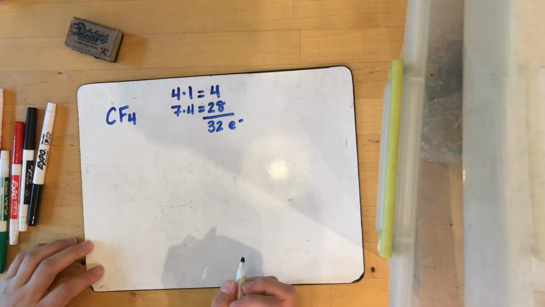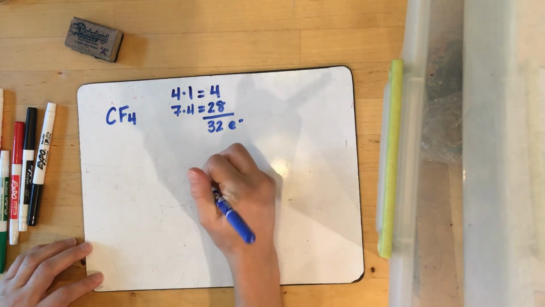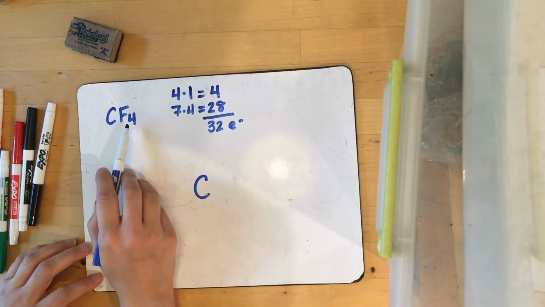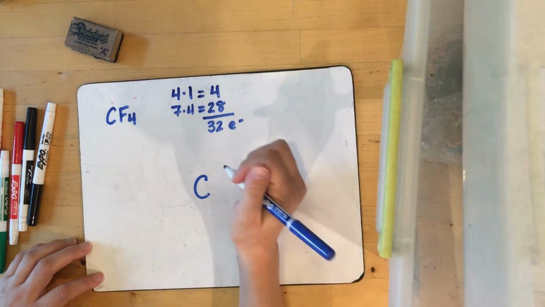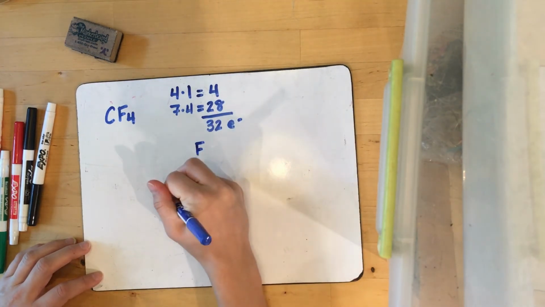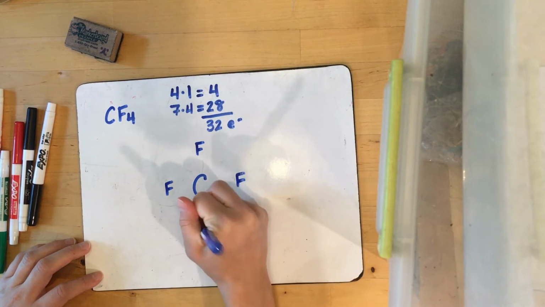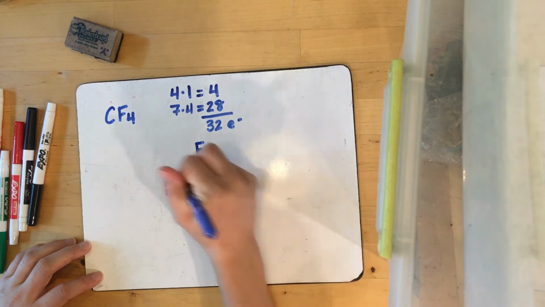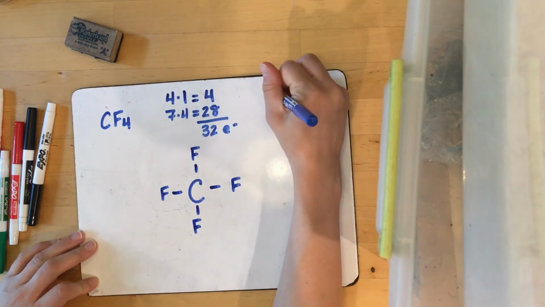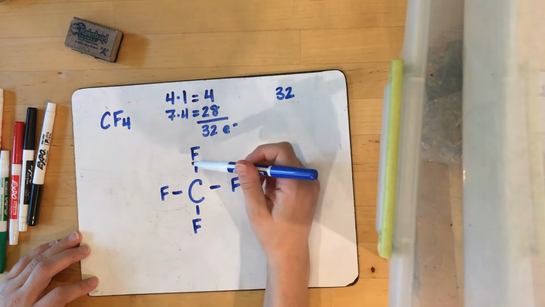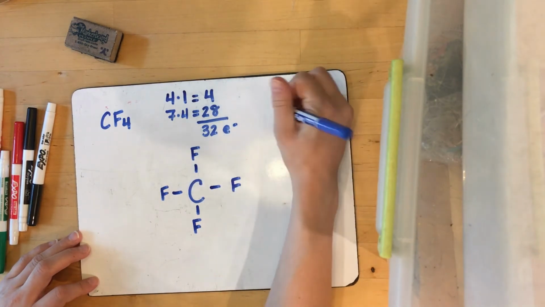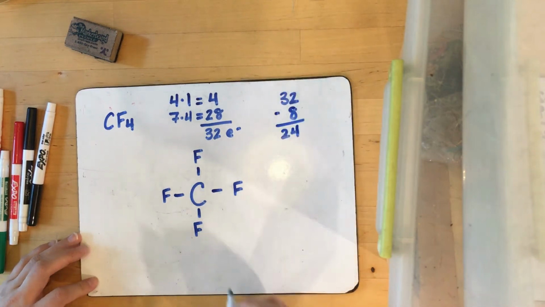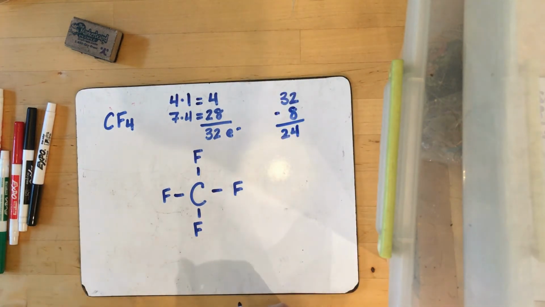Next, we want to choose the central atom. So carbon will be our central atom here because there's only 1 of it, while there's 4 fluorines. And then we draw our fluorines around it. Next, we connect those with single bonds. Each single bond counts as 2 electrons. So we take our total, and we're going to subtract 2, 4, 6, 8. We're going to wind up with 24 electrons left.